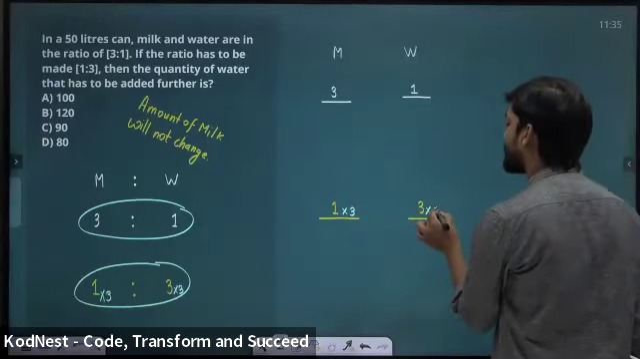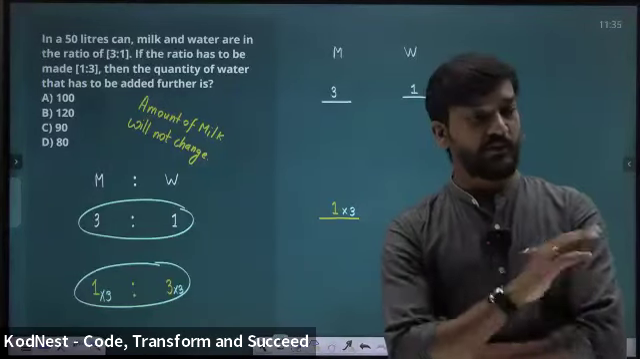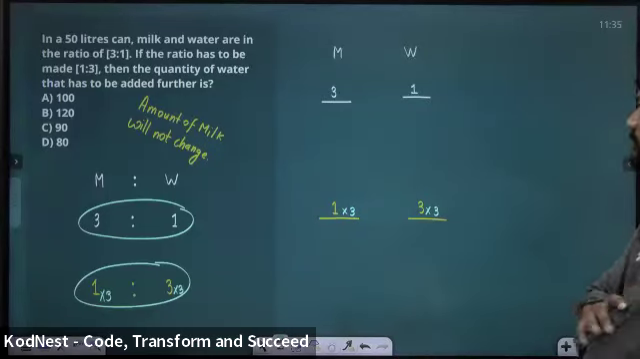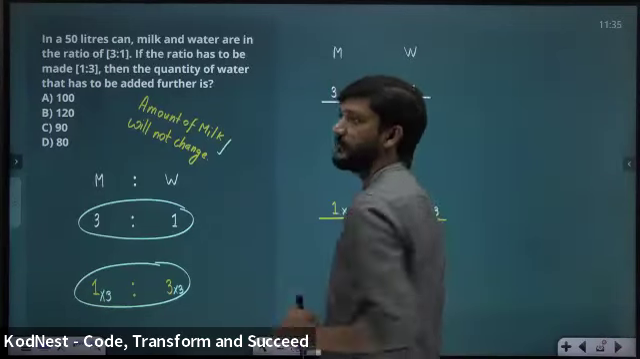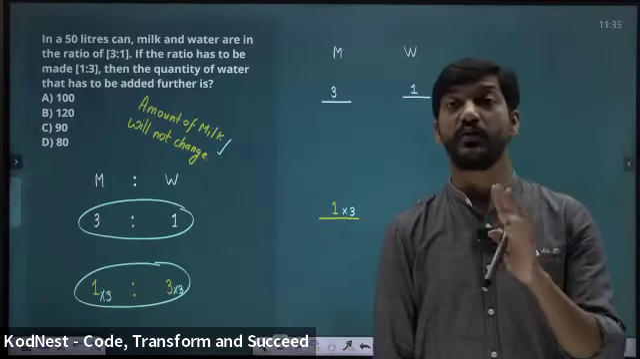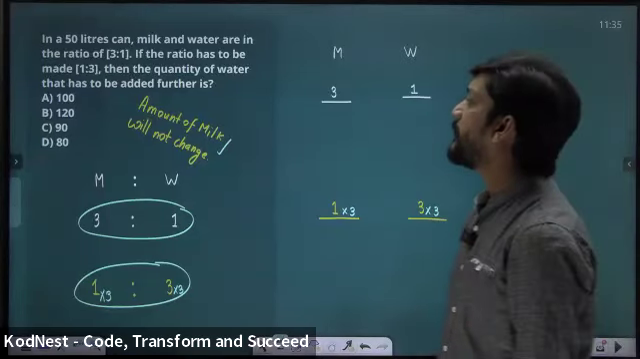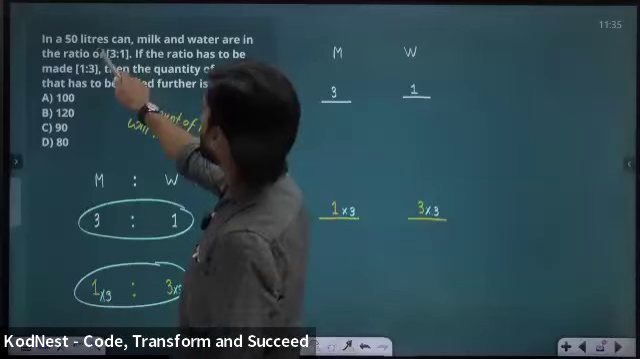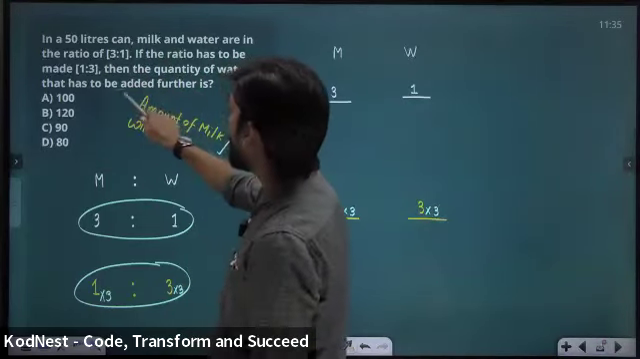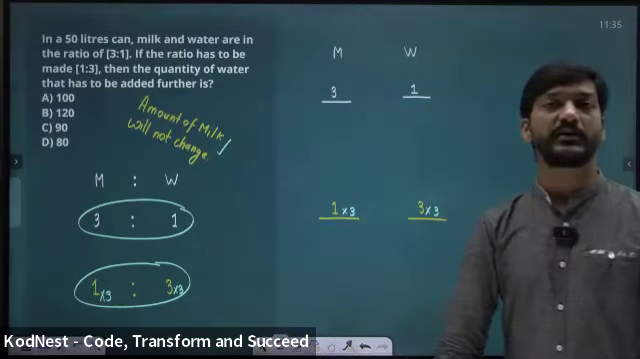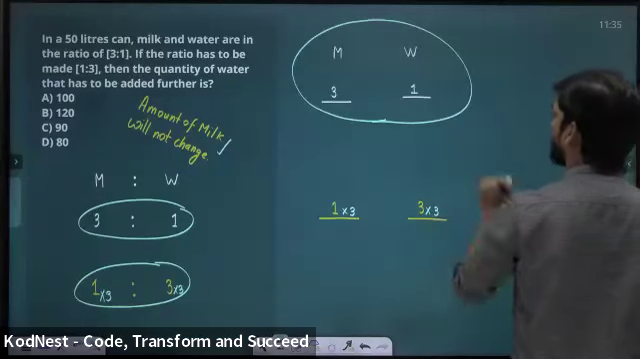Is it the same now? Is the milk amount the same now? Yes. So now the condition is satisfied. Now I will see the question. In a 50 liters can, milk and water are in the ratio 3:1. If the ratio has to be made 1:3, the quantity of water that has to be added is... 50 liters can. My dear, this should be 50 liters.